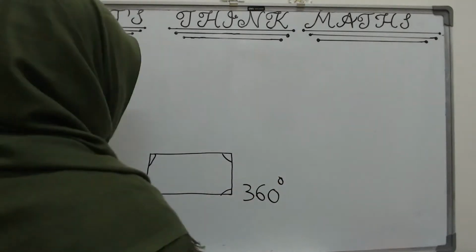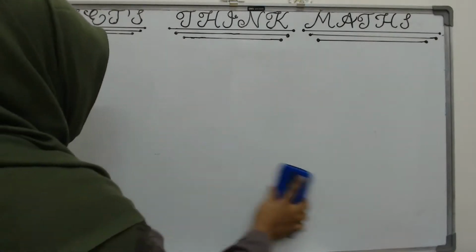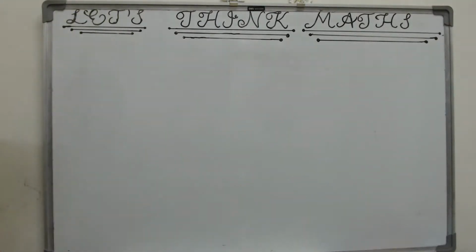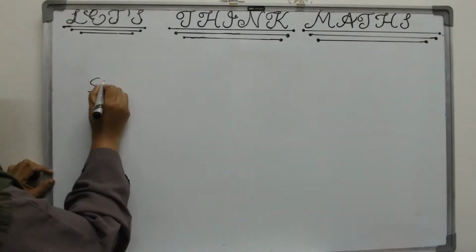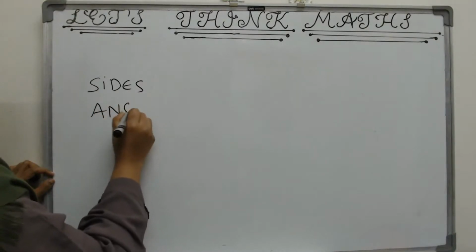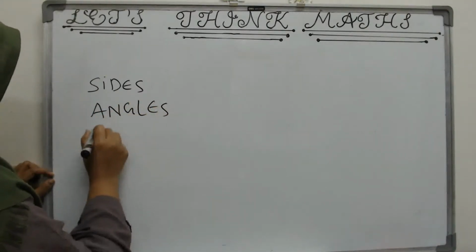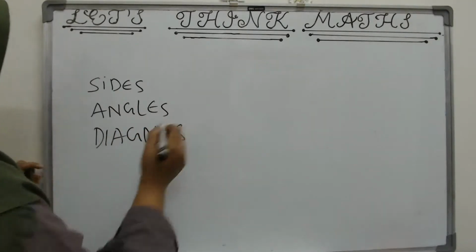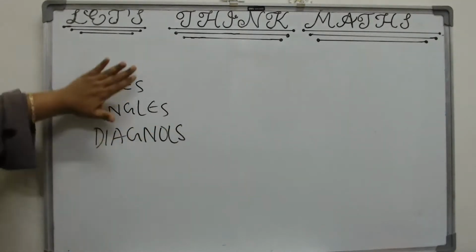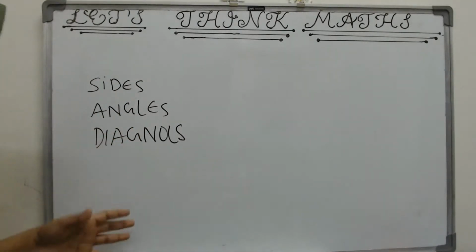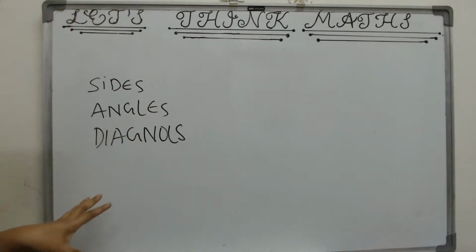Now, the classification of a quadrilateral is mainly based on the difference in the properties of three things. First, its sides, then its angles, and then its diagonals. Based on the differences between these three things, we can classify the quadrilateral in many ways. Here we are learning 6 main kinds.